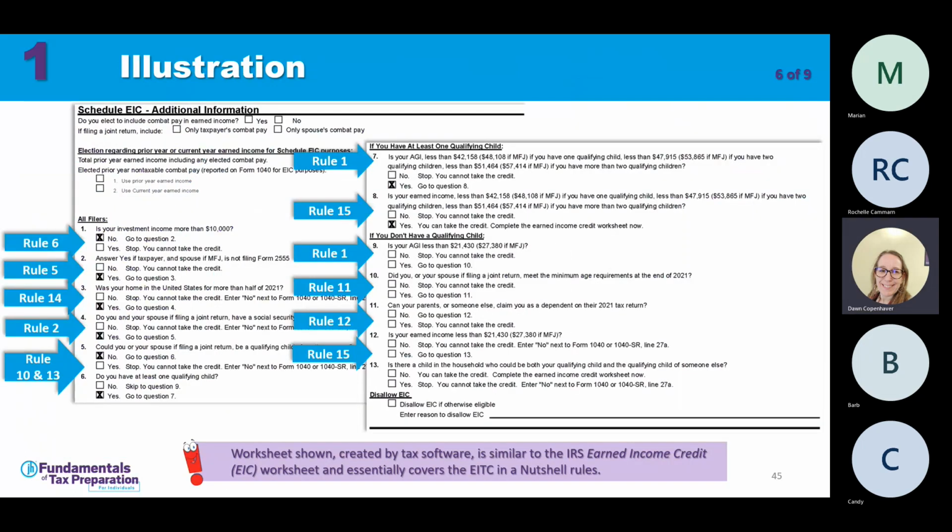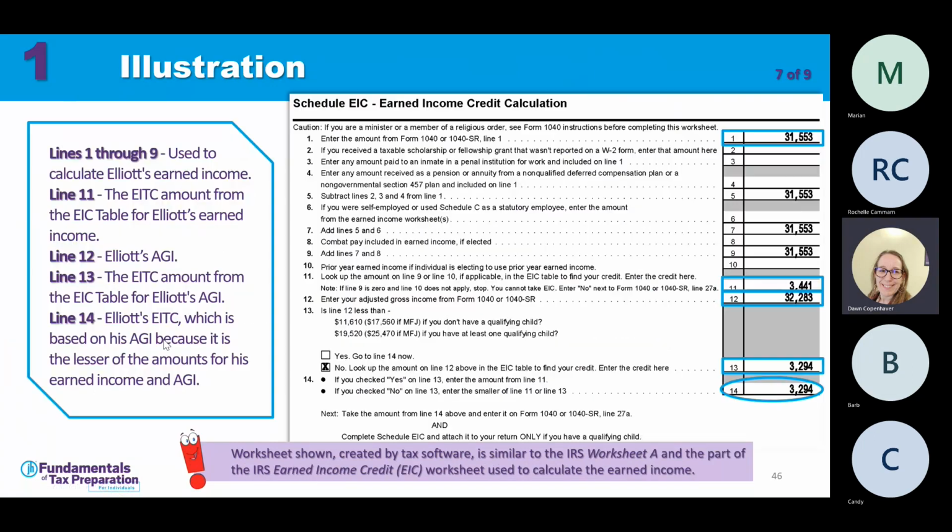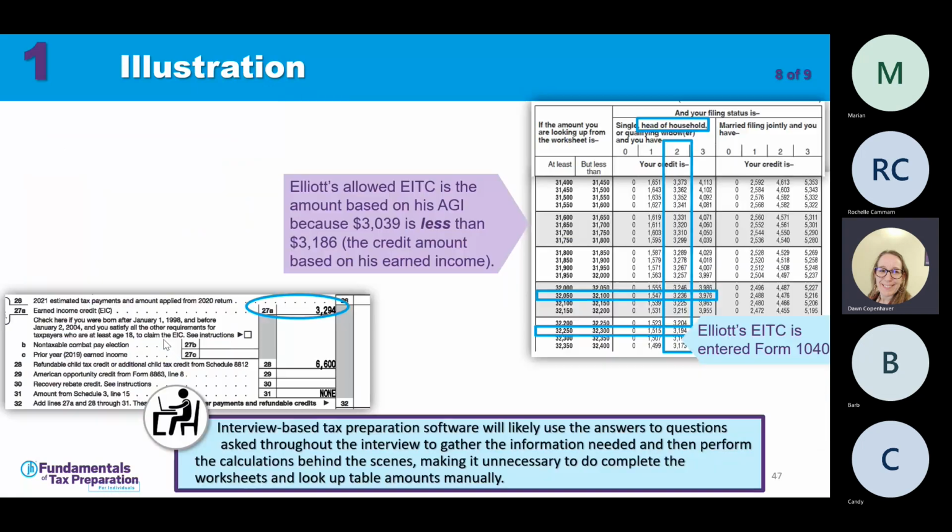All right, so this is what the forms look like. They ask you a bunch of questions, and again, as you answer these in the software, it fills out the form for us. And then this is the Schedule EIC, Earned Income Tax Credit Calculation. And then the next slide shows you kind of an overview of what the earned income credit tables look like.